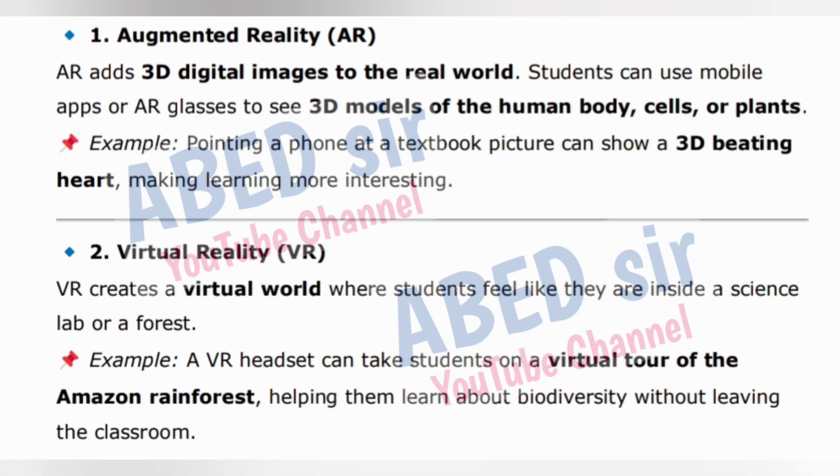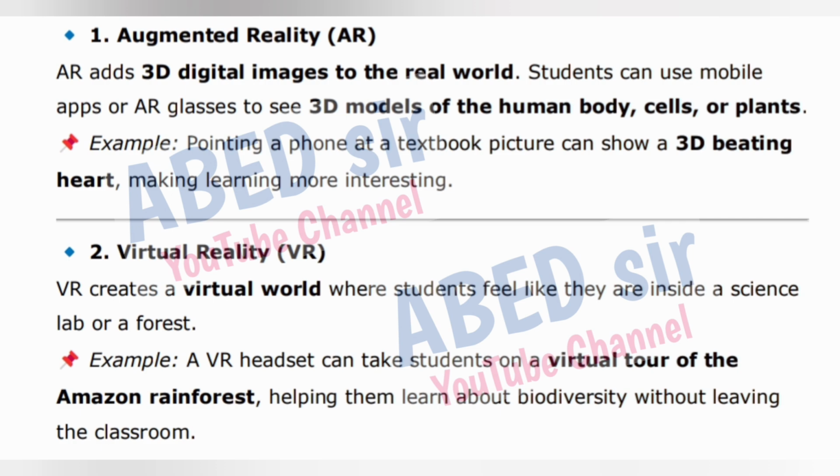1. Augmented reality, AR. AR adds 3D digital images to the real world. Students can use mobile apps or AR glasses to see 3D models of the human body, cells, or plants. Example: pointing a phone at a textbook picture can show a 3D beating heart, making learning more interesting.